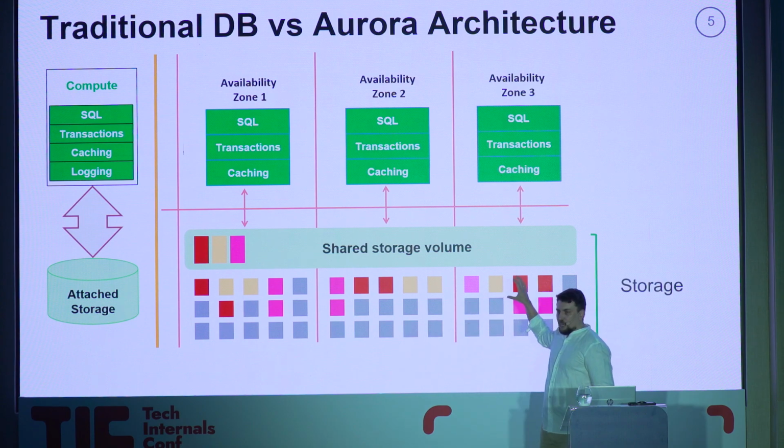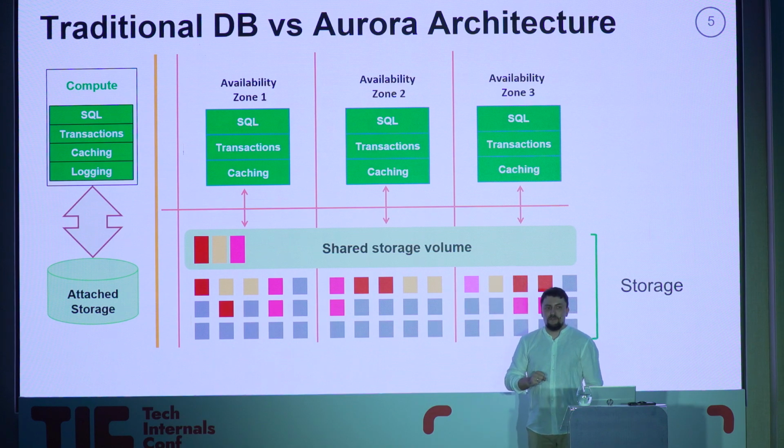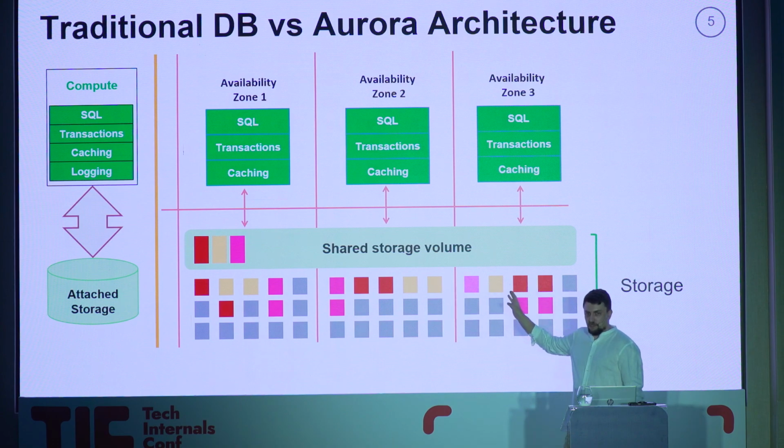So storage is a separate layer. For example, if you want to write your data, we will store it in 6 copies, which are spread between availability zones. Again, availability zones mean one or multiple data centers, and we have 6 copies of every chunk of your data, which is 10 gigabytes of data.